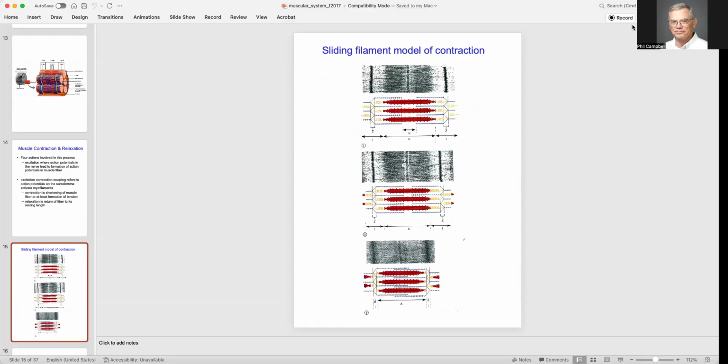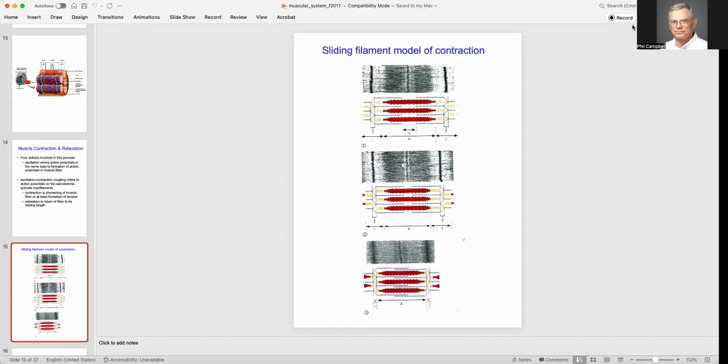So if we look up here, note that we have the A band is from here to here. The I band is from here to here. The H zone is from here to here. All right. So during contraction, what changes? You will have a question on this, so you better know it. So during contraction, what happens within the sarcomere?